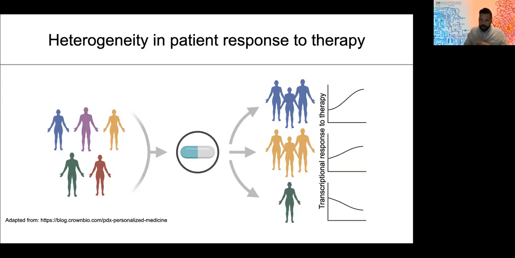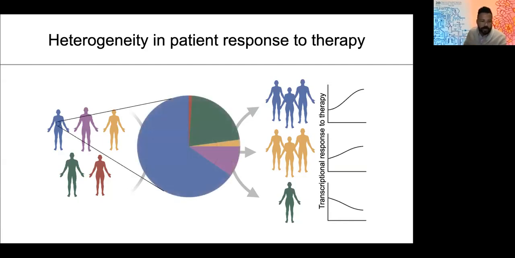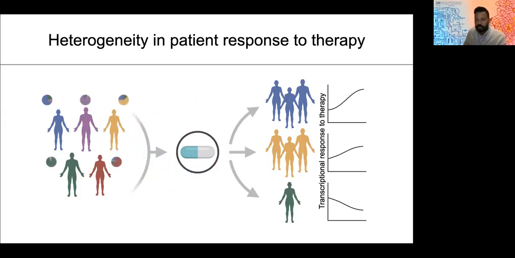But importantly, in the context, especially of cancer, we have to remember that heterogeneity is really not only limited to that heterogeneity between patients, but also within an individual. So for example, we can have heterogeneous tumor populations, and we can imagine that these heterogeneous tumor populations might be found across multiple patients. They might not be the same heterogeneity, and each subgroup might respond differently.